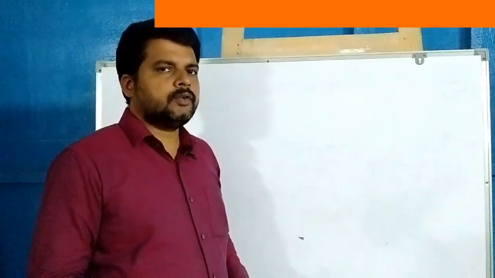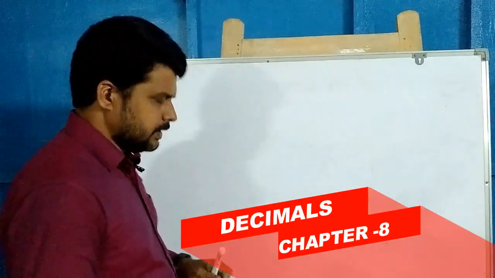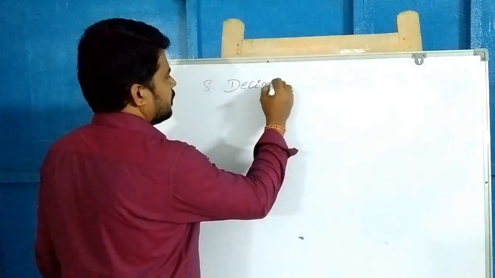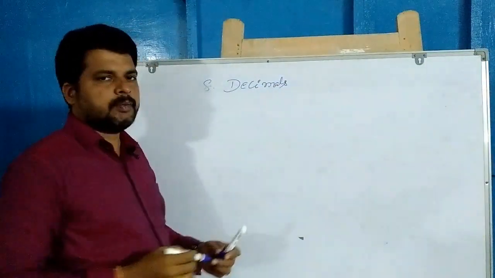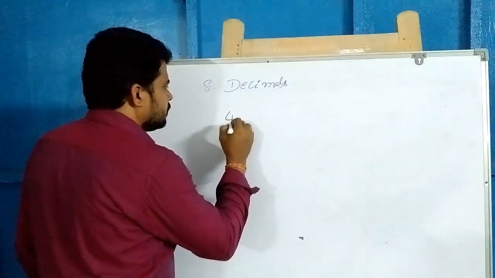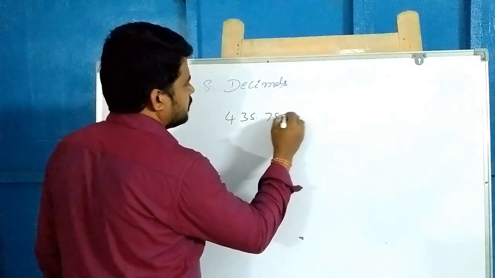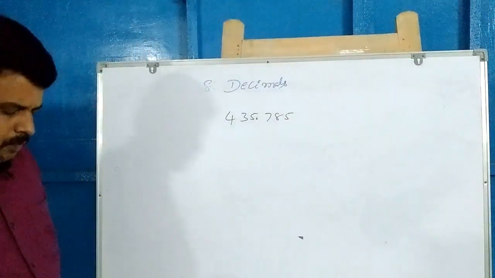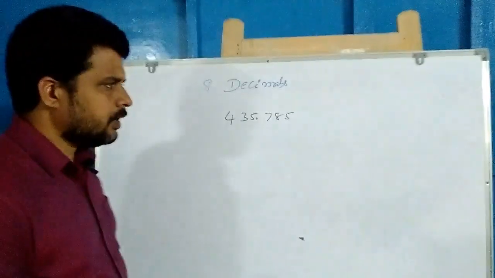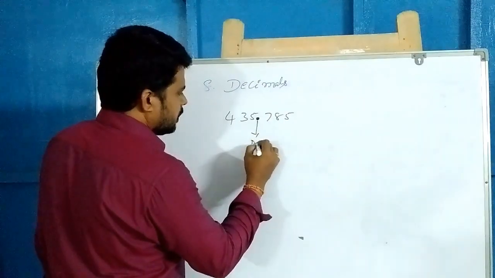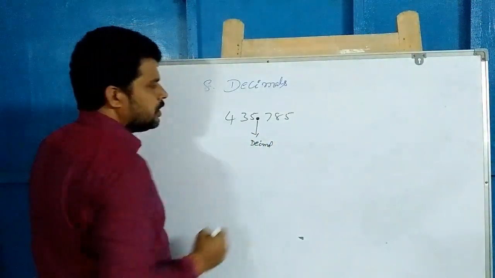So today we are going to discuss a new chapter, 6th class, chapter number 8, decimals. See, for example, this is one number, 435.785. So, what is a decimal? This dot is called decimal.